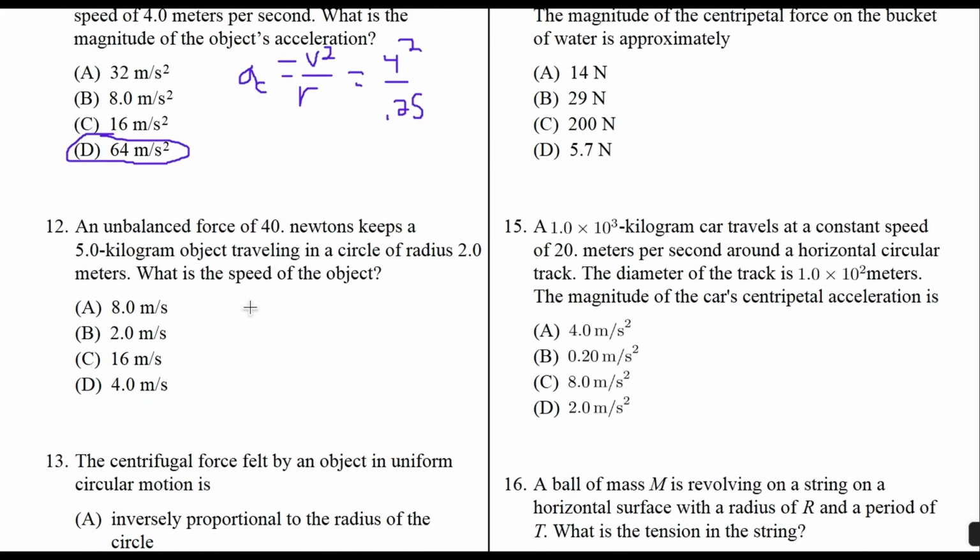All right. Number 12. So we have a force acting on the object, blah, blah, blah. They give us numbers, plug and chug. Nothing crazy here. Fc equals mv squared over r. So we have a 40 Newton force, 5 kilogram object. We're looking for the speed. The radius is going to be 2. So putting this all together, we're going to end up getting D, 4.